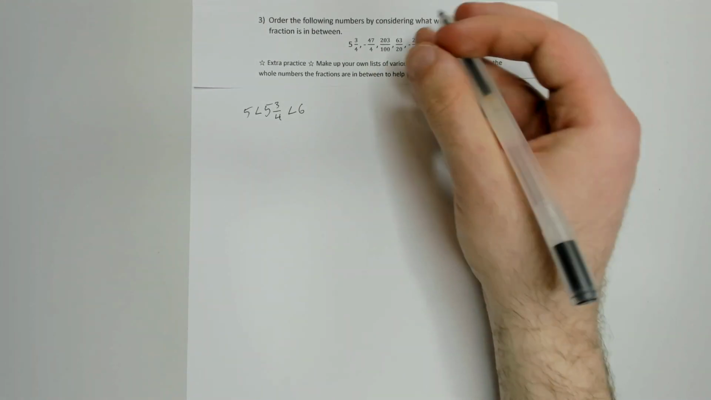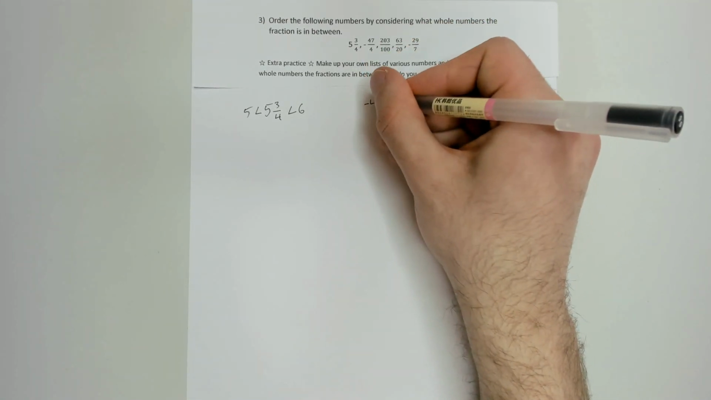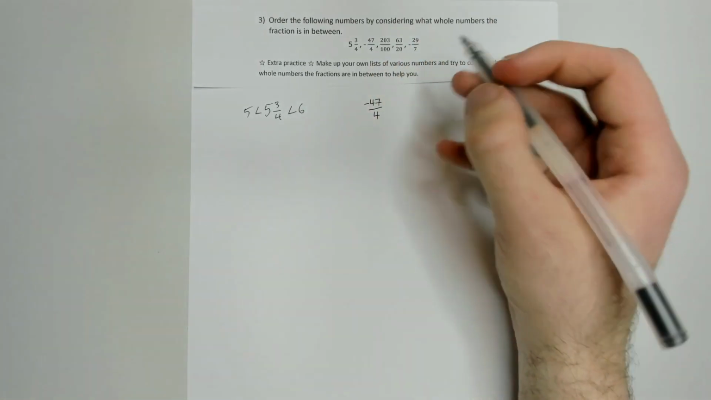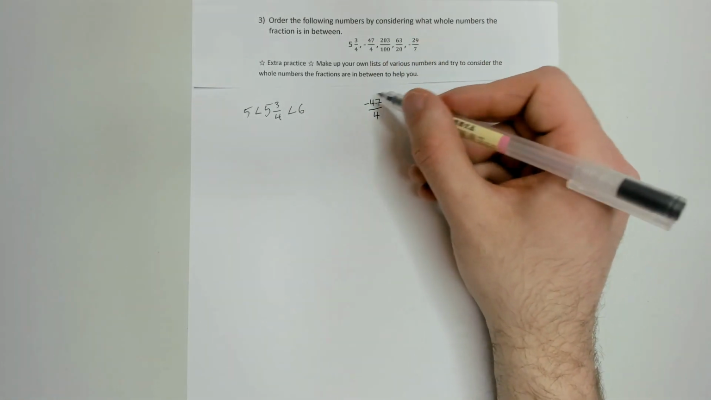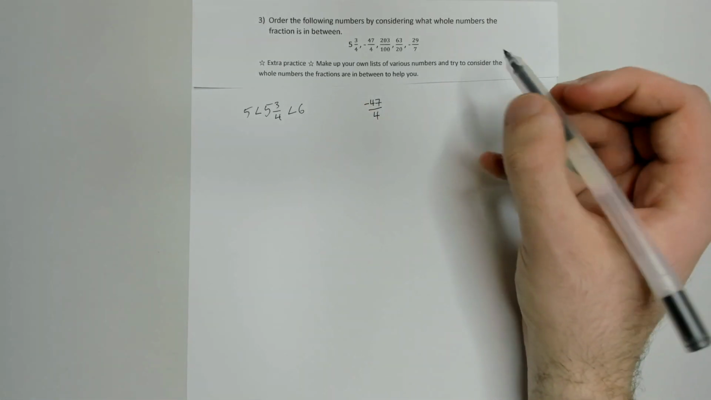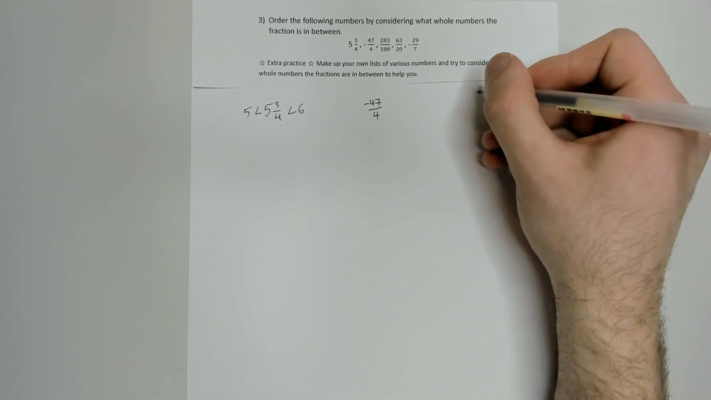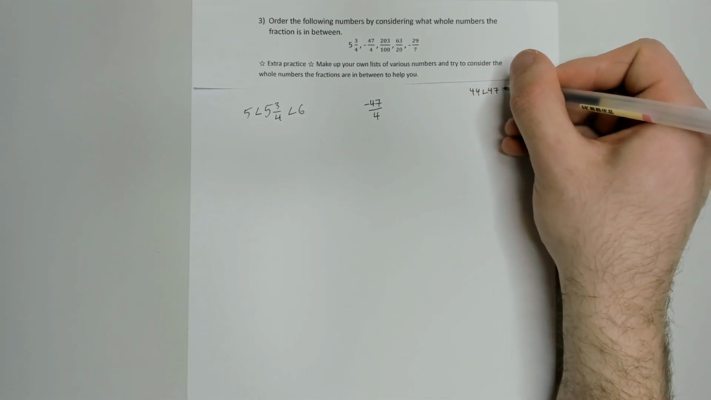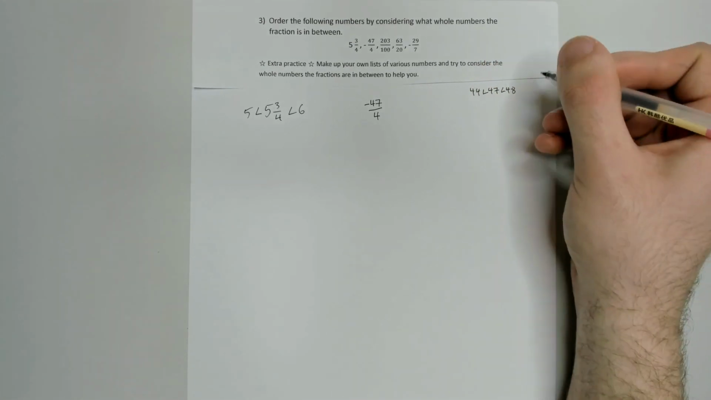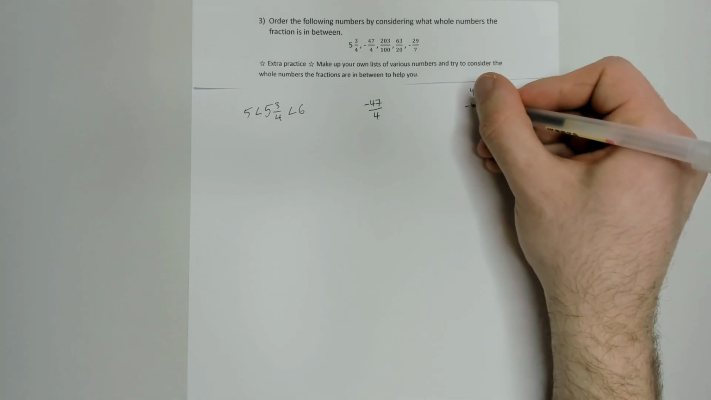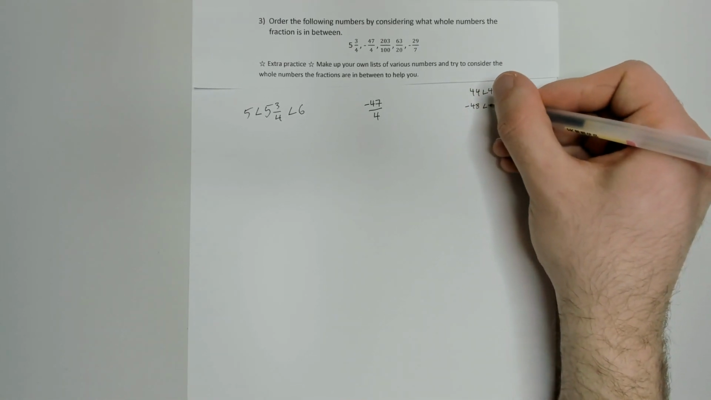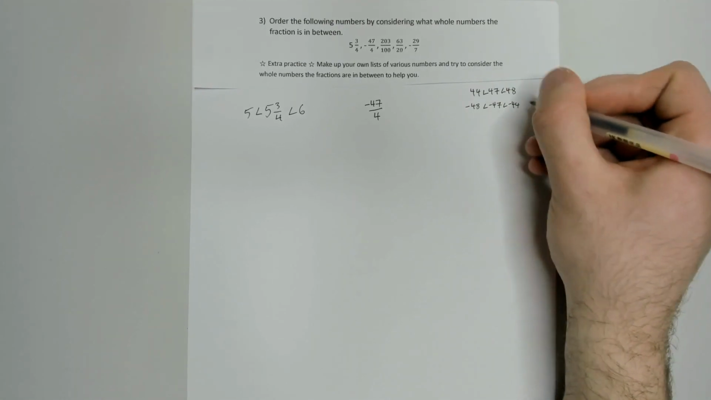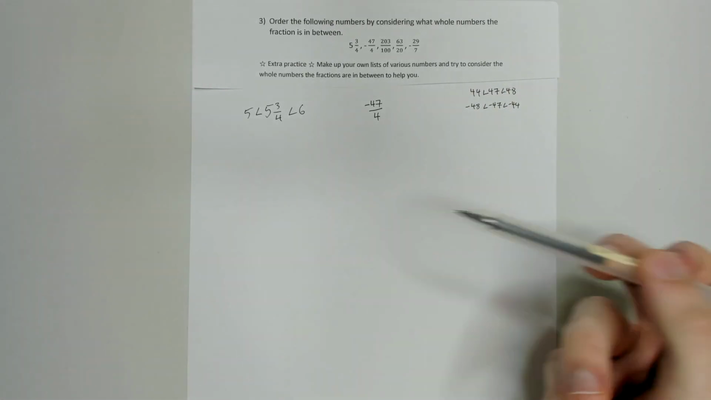So let's look at negative 47 over 4. Okay, so we need to figure out what two whole numbers this is between. So 47, what multiples of 4 is that close to? Well, it's close to 44 and 48, right? So we know that 47 is between 44 and 48. But this is negative, right? So we have negative 48 is less than negative 47 is less than negative 44. You kind of see how that order switched, right? Because now we're going to the left of 0, right?